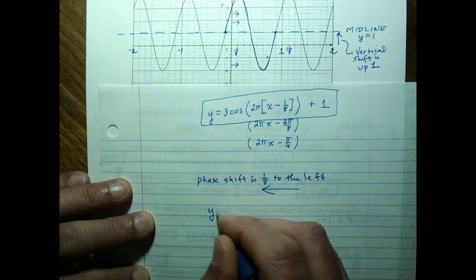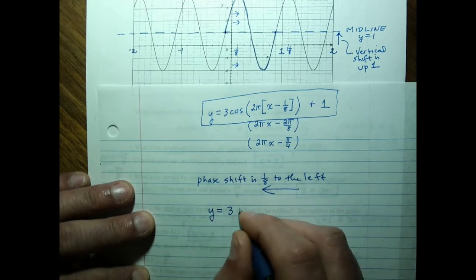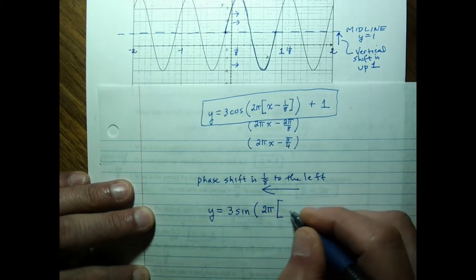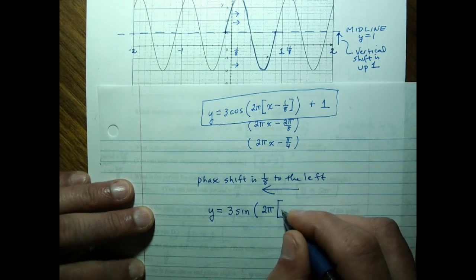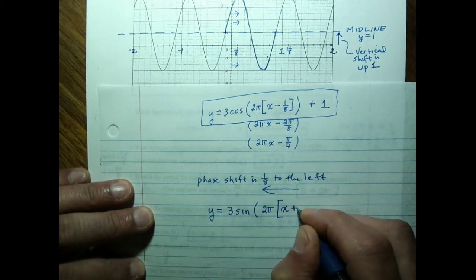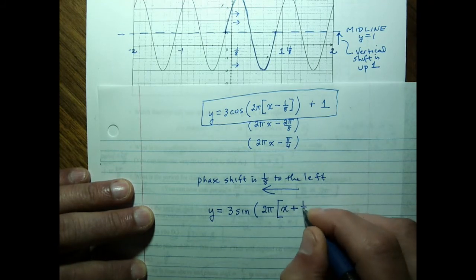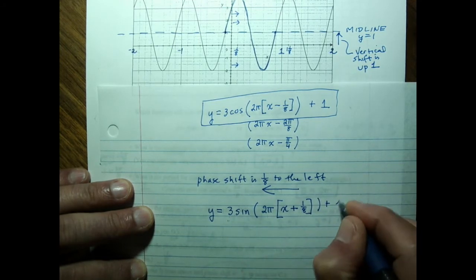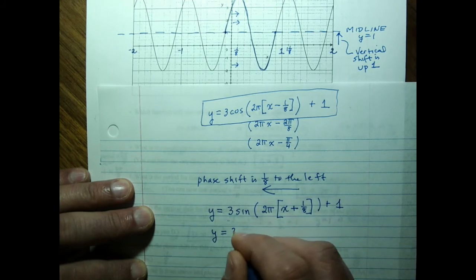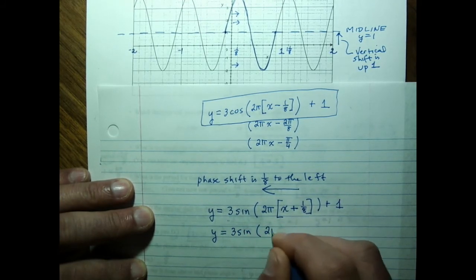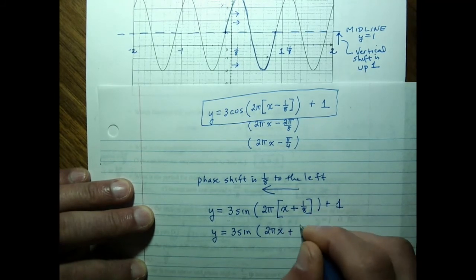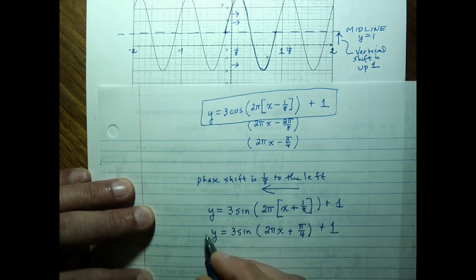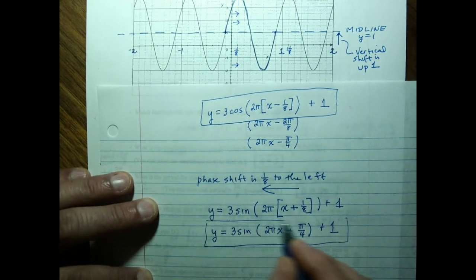and so if I were using sine, I could write y equals 3 sine 2 pi. I'm going to use my double parentheses method. x, I want to use a plus sign because I'm shifting to the left by 1/8. So the a value is the same, the b value is the same, the d value is the same. y equals 3 sine 2 pi x plus, when I distribute, I'll get plus pi over 4, plus 1, is also an acceptable answer for that problem.